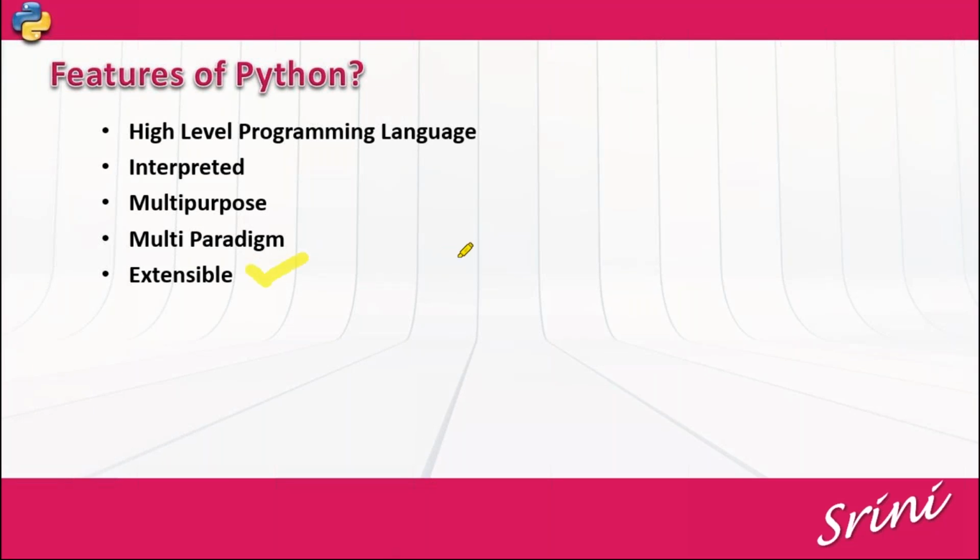Basically, Python is developed in the C language, so generally we call it CPython. Python is extensible to the C language. Programs developed in C can be incorporated into Python programs, and you can run them like a Python project. So Python is extensible to C.